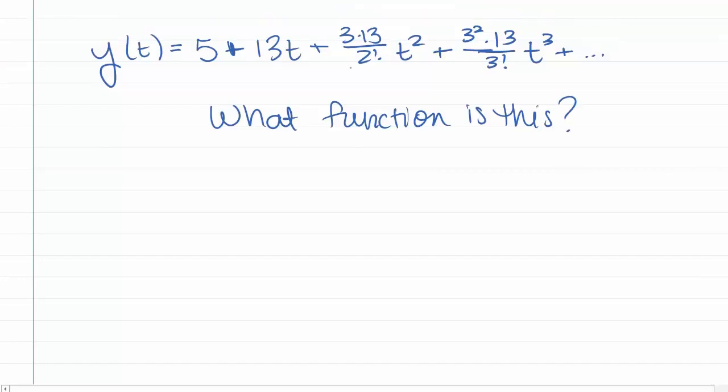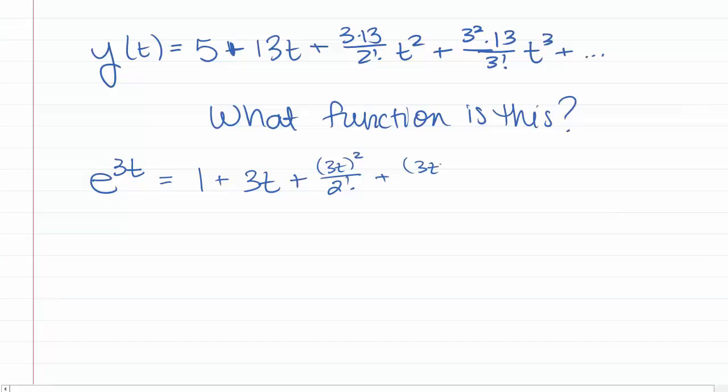Notice that once we start looking at this 2 factorial term and this 3 factorial term, we're looking at powers of 3 on top and factorials on the bottom. So what do we know that might look something like that? Well, we know that e to the x has powers of x on top over a factorial on the bottom. So what about if we wanted powers of 3 in there too? What about e to the 3t? Well, that would be 1 plus 3t plus (3t) squared over 2 factorial plus (3t) cubed over 3 factorial plus (3t) to the 4th over 4 factorial plus dot dot dot.